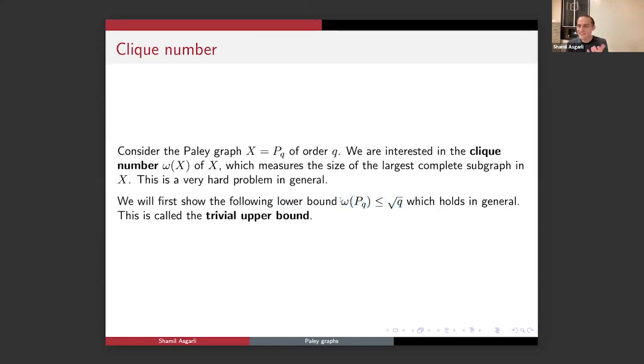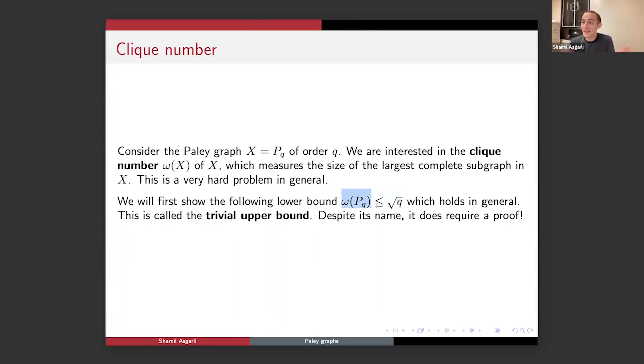But it's not so trivial. It needs proof. So despite its name, it does require proof. Let me just mention that the truly trivial upper bound, the one that wouldn't require any argument, is that the clique number is at most Q, right?